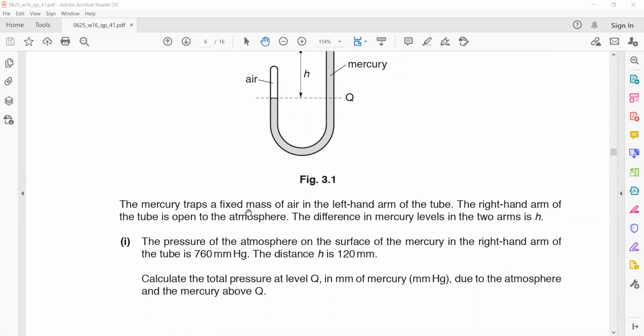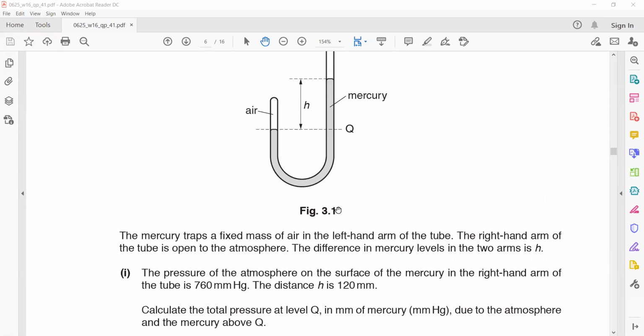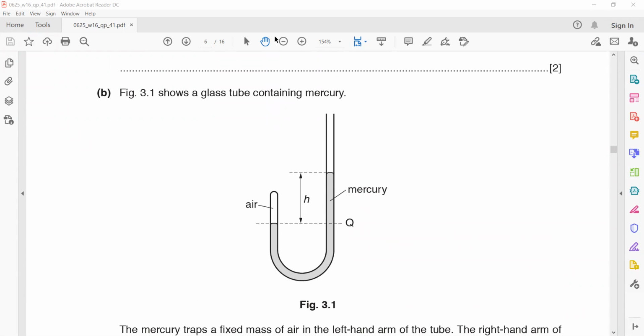The mercury traps a fixed mass of air in the left arm of the tube. The right arm of the tube is open to the atmosphere and the difference in mercury level in the two arms is given as h. The pressure of the atmosphere on the surface of the mercury on the right hand side is 760 millimeter. The distance h is 120 millimeter. Calculate the total pressure at Q in millimeter due to the atmosphere and the mercury above it. So what is the total pressure at this point?